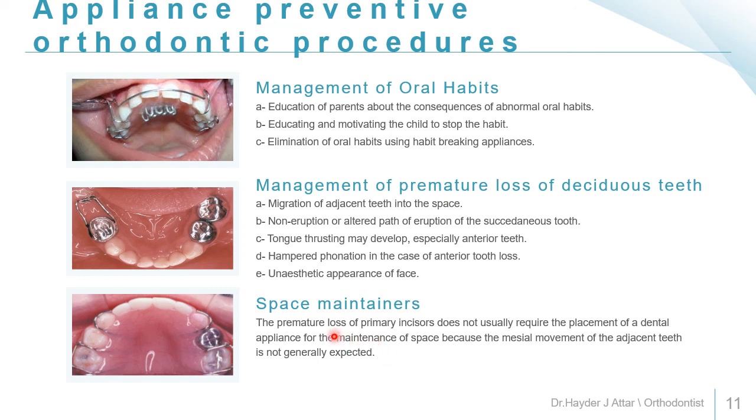In addition, the space maintainer, whether fixed in the case of an uncooperative patient, or removable space maintainer used for a cooperative patient, is used to preserve the integrity of the arch length and to prevent any mesial migration of the teeth, especially in the posterior region.